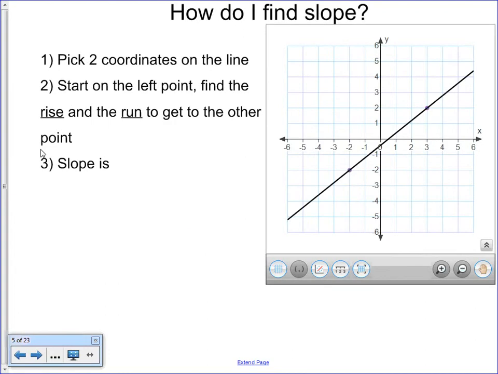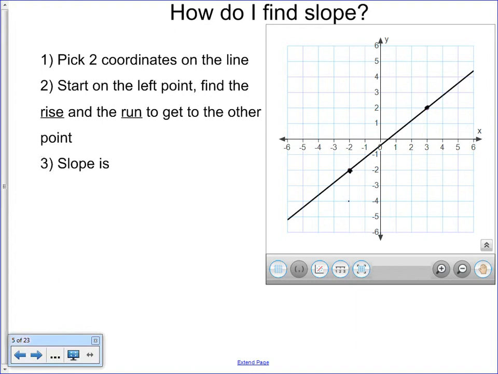So how do you find slope? Well, step one is to pick two coordinates on the line. In some of the problems that I'm going to give you, they'll actually give you 2 points, as we have some right here and right here that we can choose from. Okay, so let's use those 2 coordinates. Start on the left point and find the rise and the run to get to the other point.